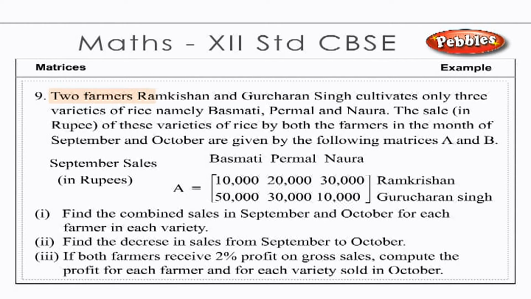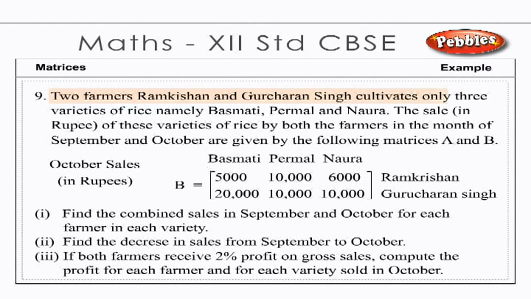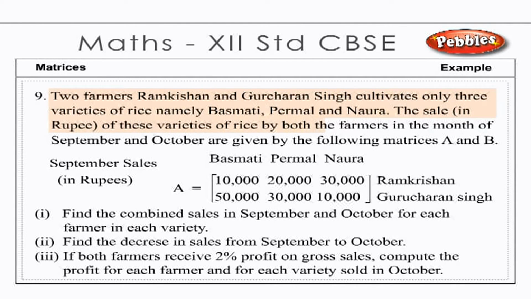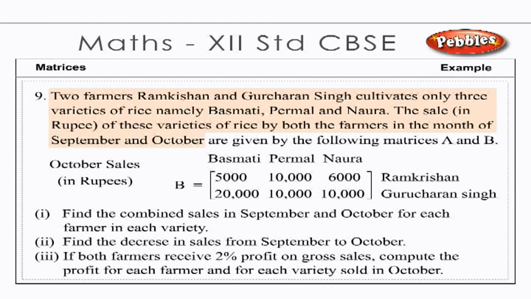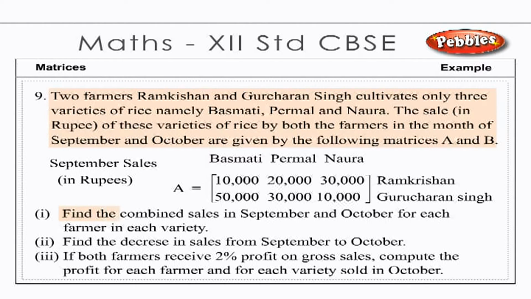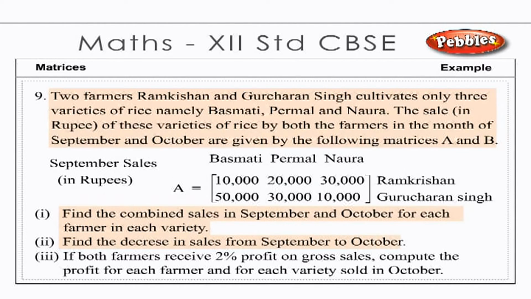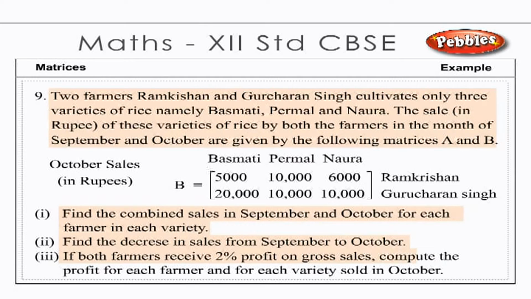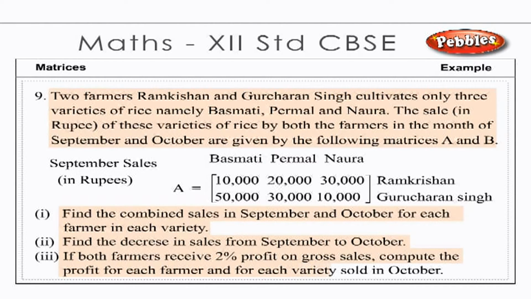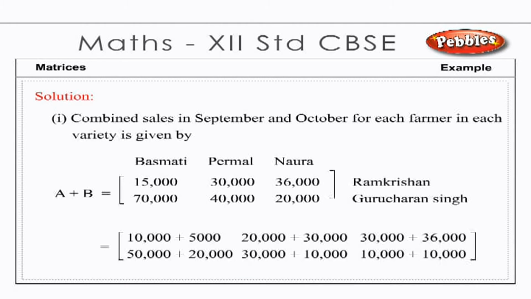Example. Two farmers, Ram Kishan and Gurcharan Singh, cultivate only three varieties of rice, namely Basmati, Permal and Naura. The sales in rupees of these varieties of rice by both the farmers in the months of September and October are given by the following matrices A and B as shown. 1. Find the combined sales in September and October for each farmer in each variety. 2. Find the decrease in sales from September to October. 3. If both farmers receive 2% profit on gross sales, compute the profit for each farmer and for each variety sold in October. Solution. 1.